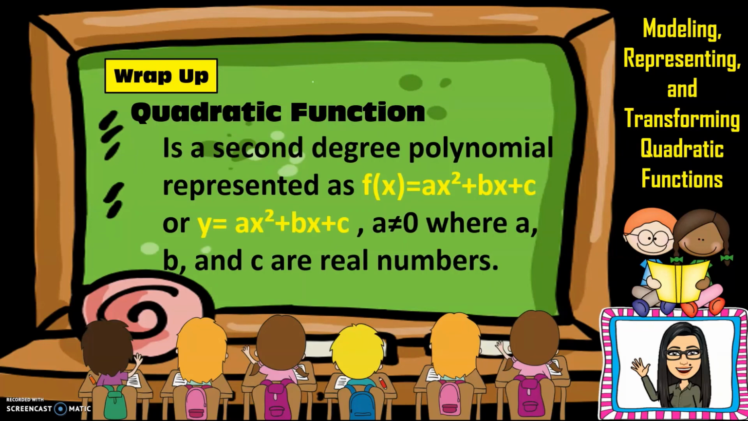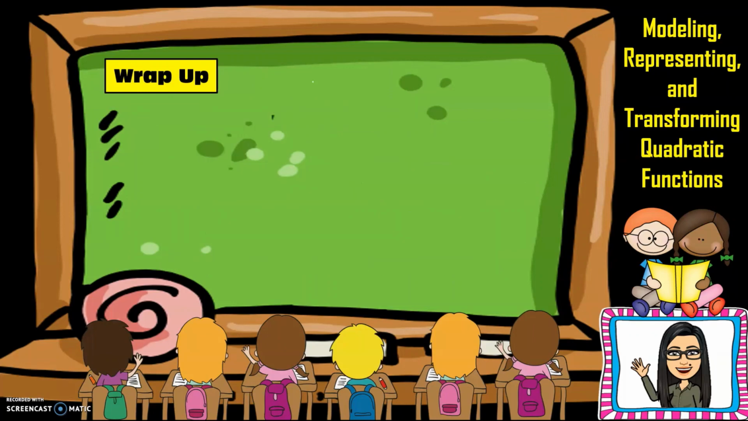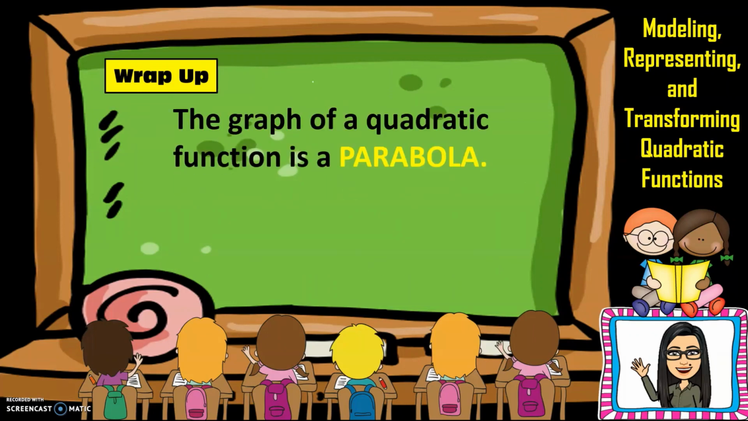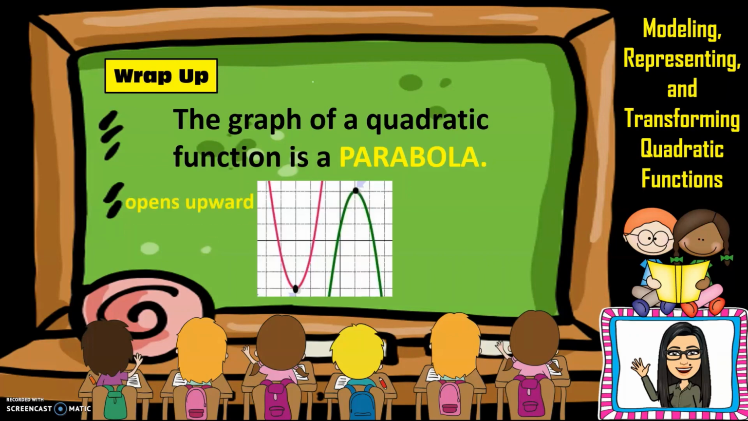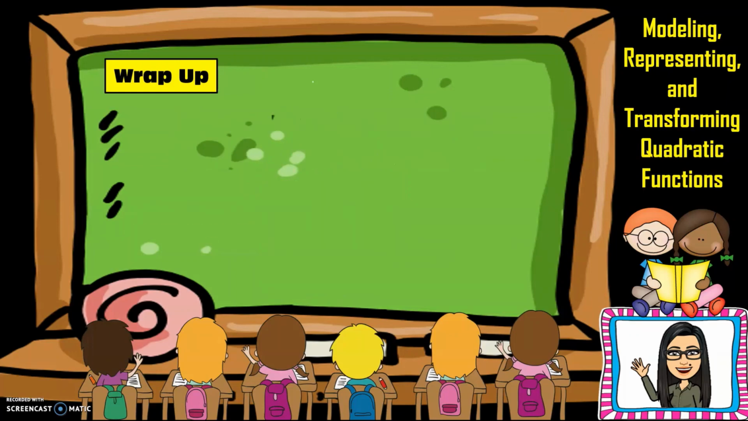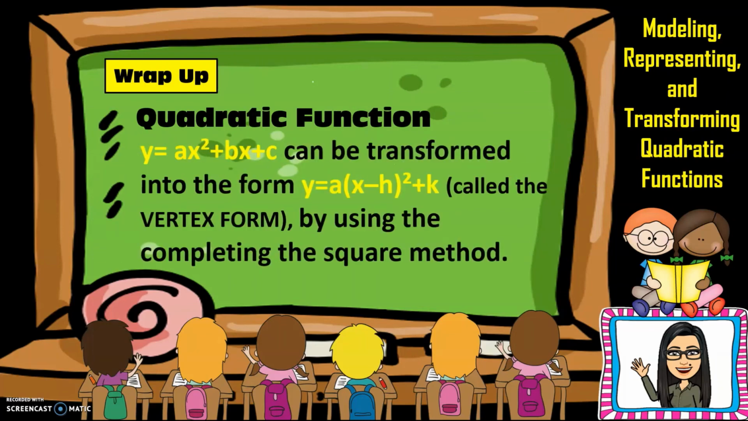So, quadratic function, it is a second-degree polynomial represented as f of x is equal to ax squared plus bx plus c, or y is equal to ax squared plus bx plus c. A must not be equal to 0, where a, b, and c are real numbers. The graph of a quadratic function is a parabola, and it can open upward or downward. The last one, quadratic function can be transformed into the form y is equal to a (x minus h) squared plus k, also known as the vertex form, by using the completing the square method.